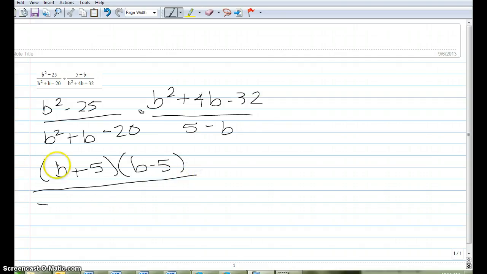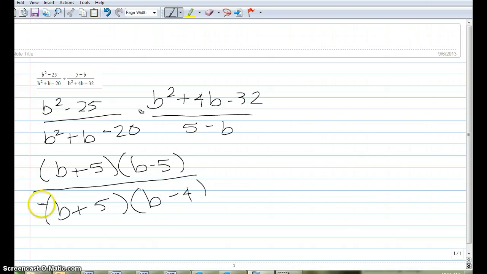Okay, now the denominator, the b squared plus b minus 20, we want two numbers that multiply to get negative 20 and add to get positive 1. So that's going to be a positive 5 and a negative 4. b plus 5 and b minus 4.